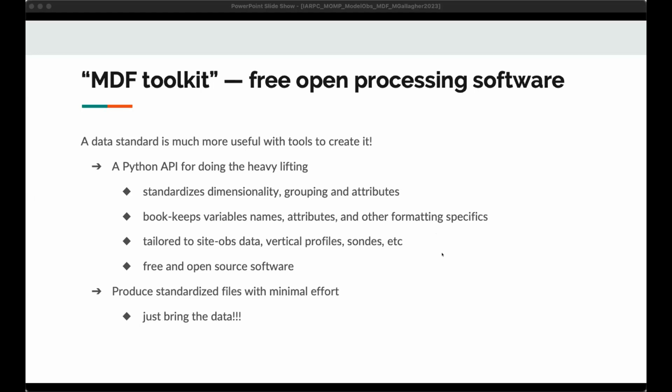So ideally, you bring the data, you download the code, and you can now create a model file that can be ingested by anyone who might be interested in evaluating these models. Next slide, please.